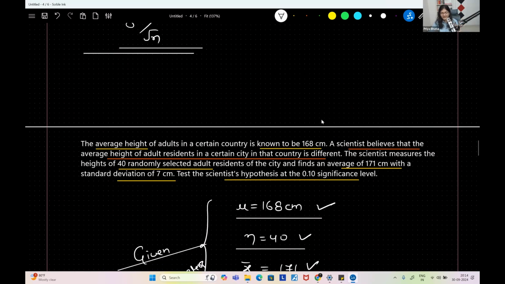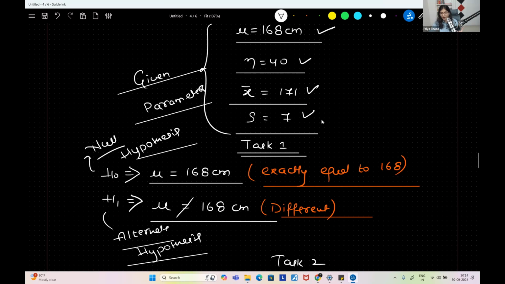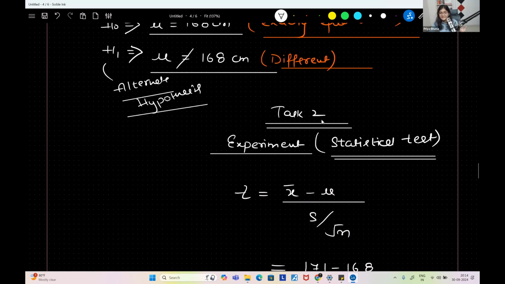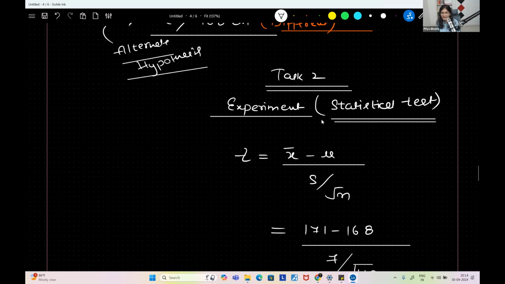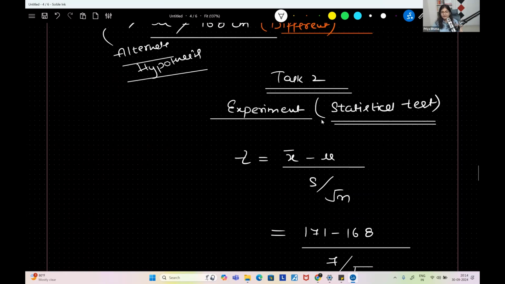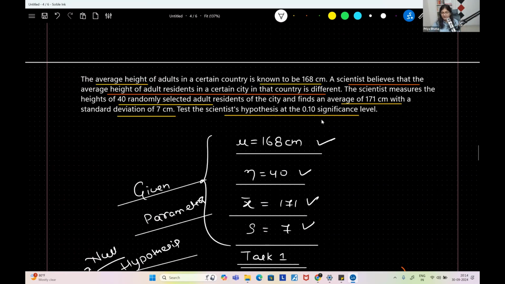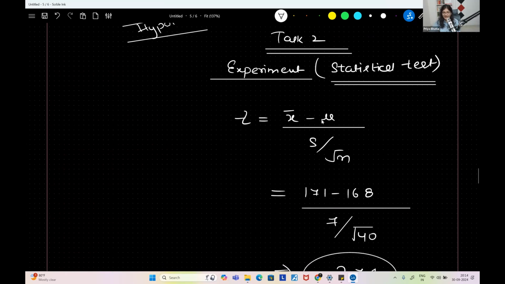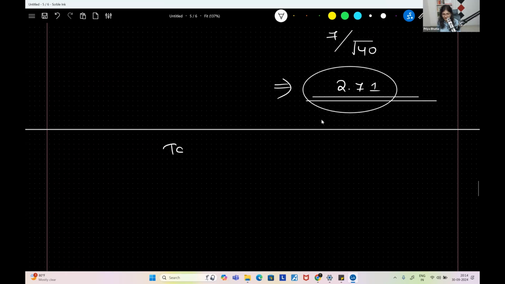The very first thing: you have to infer what is the null and the alternate. The second part is you need to evaluate the statistical test, which is an experiment you do over the given data points, with which you get one value, which is 2.71 over here. Now, in task number 3, you will compare this value of t with a critical value.